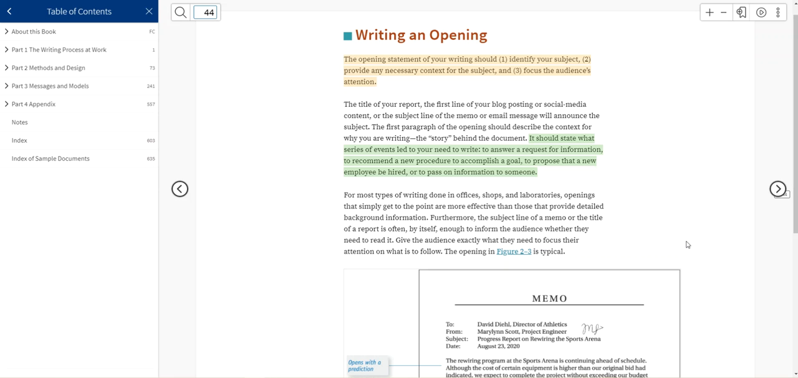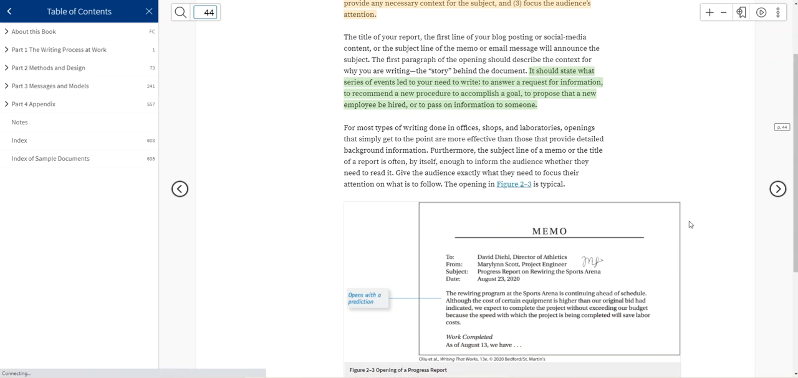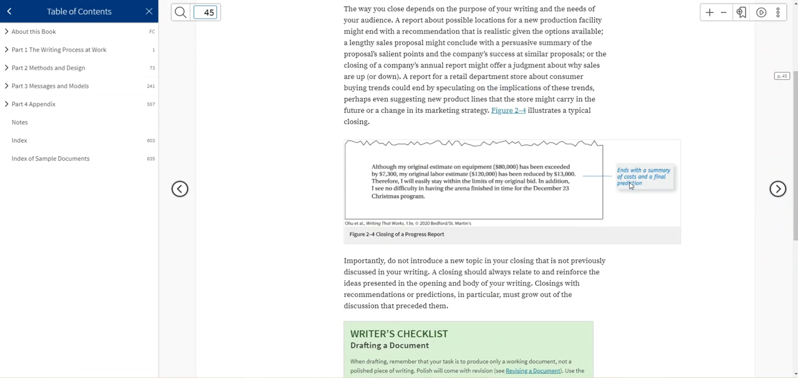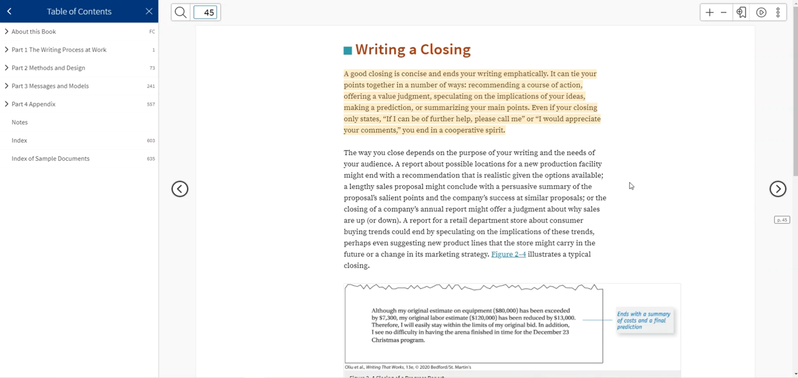The opening should also state what series of events led you to the need to write or to answer a request, to recommend a new procedure, to propose a new employee being hired, or to pass along information. You have to give the audience some context as to why you're writing. So writing an opening is critical in looking at how you've written your openings. Chapter 2 also talks about writing the closing.